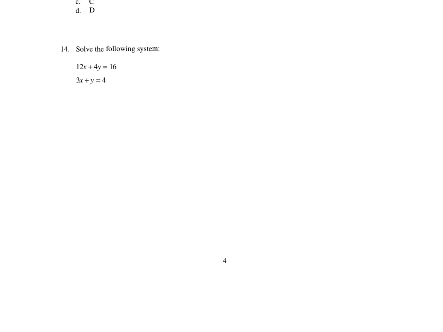All right, next up here, we want to solve this system. So I would use elimination here. So I'm going to multiply this by -4. And so I get -12x minus 4y equals -16. So that's looking like it's going to be infinitely many solutions. Because you can see and everything's going to cancel out.